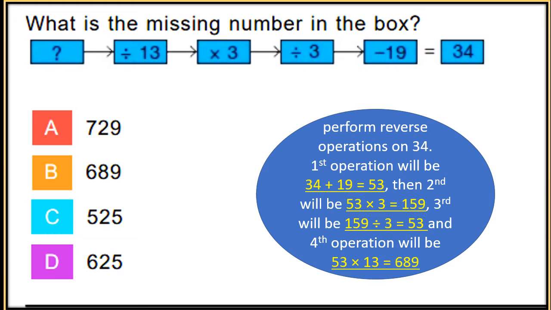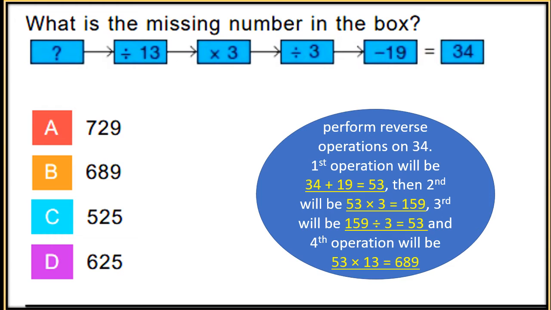Now first operation will be 34 plus 19. So in question it is minus 19, but we will do 34 plus 19. Then we get 53. Now second operation will do 53 into 3. Since in question it is divide by 3, but we perform reverse, so we will make it multiply. So 53 into 3 is 159.